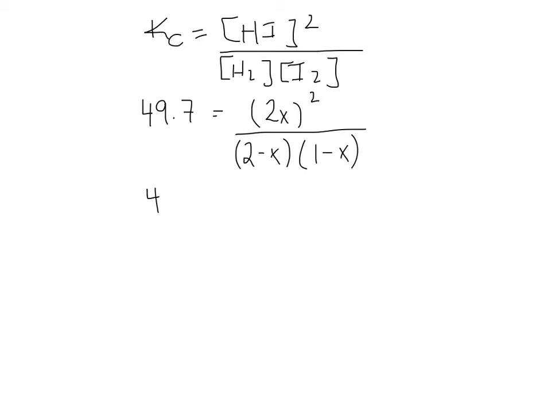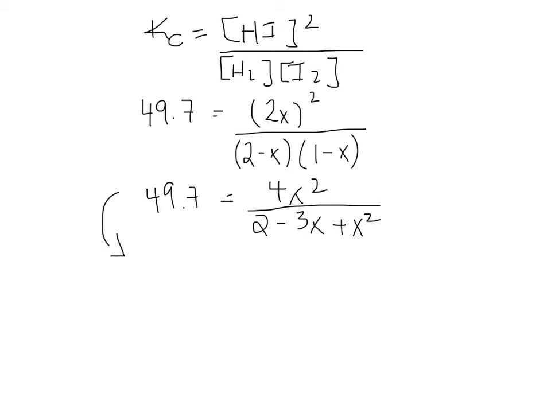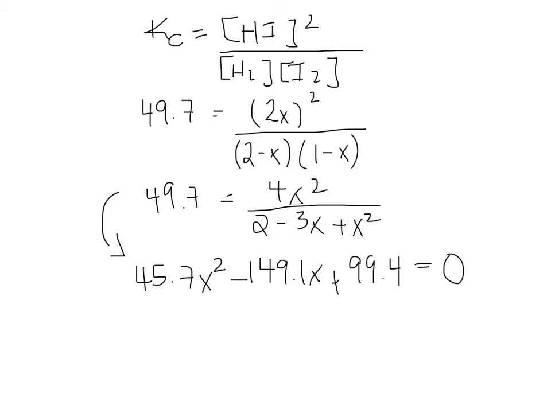So let's just simplify things out a little bit here. That's 4x squared, and if we expand the denominator, that's going to become 2 minus 3x plus x squared. I'm going to let you do the math here, but what we want to do is set this up to look like a quadratic equation, so something that's going to be equal to 0. So I got 45.7x squared minus 149.1x plus 99.4 is equal to 0.